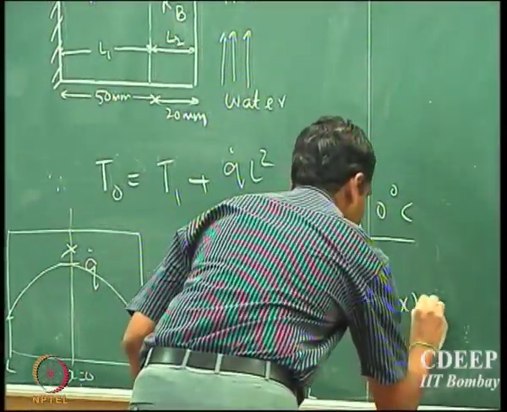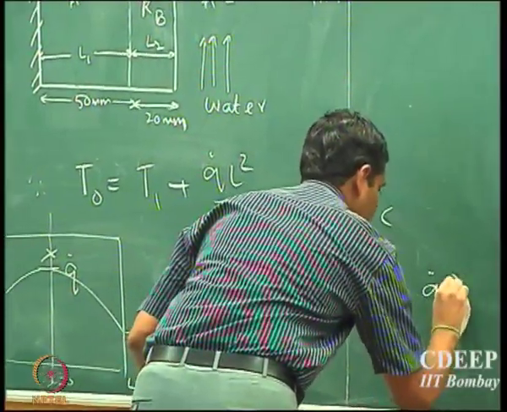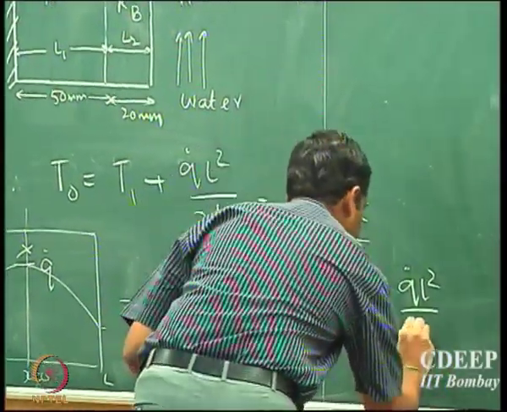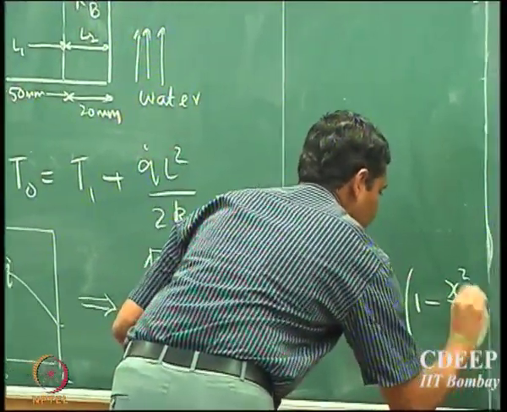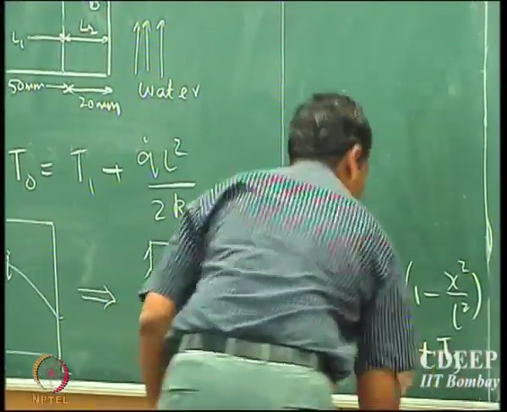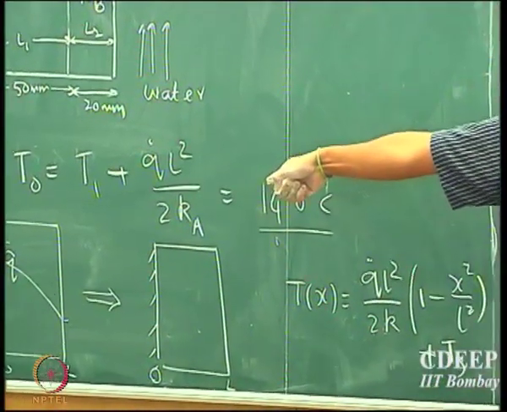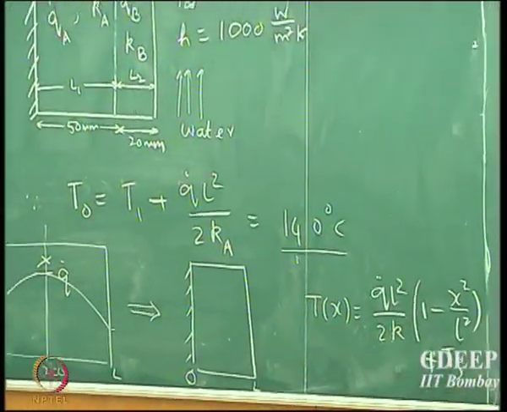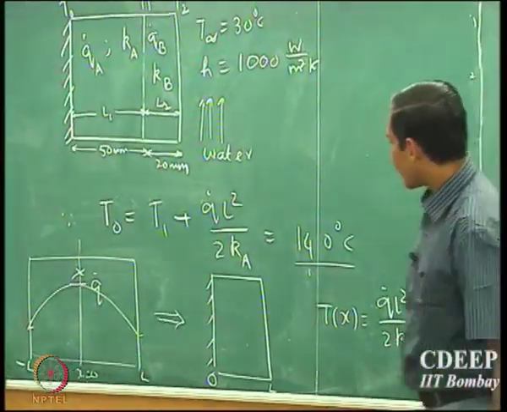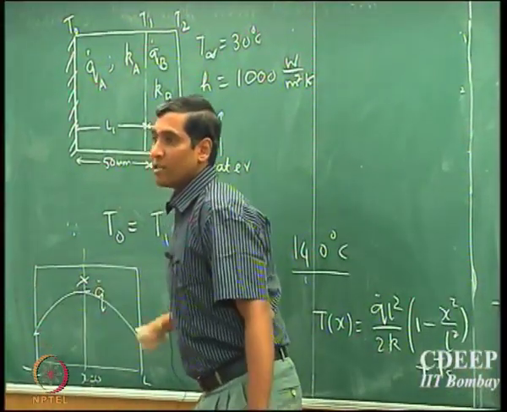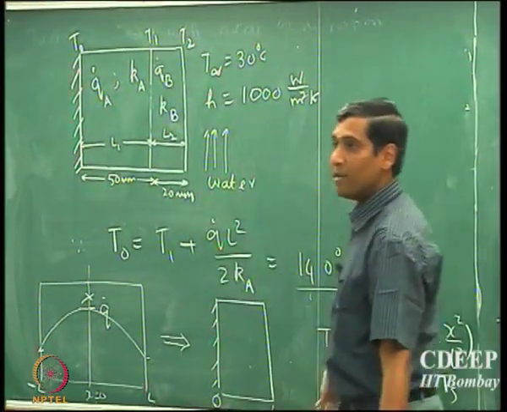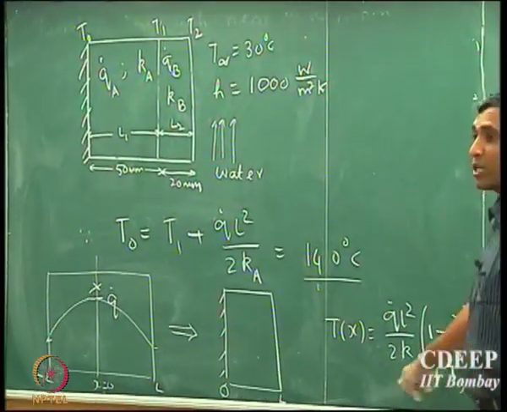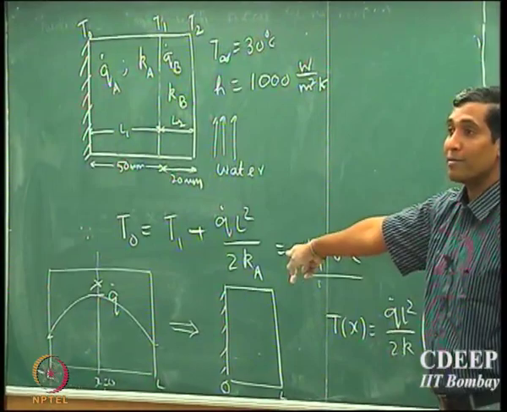So the solution of this equation would simply be T(x) = (q dot L squared / 2k) (1 - x squared / L squared) + Ts. So you put x equal to 0, that is what you would get. Ts is the temperature of the two surfaces, which is the same, and that is nothing but T1 in our problem here. So if you put x equal to 0 here, what you get is the solution here.